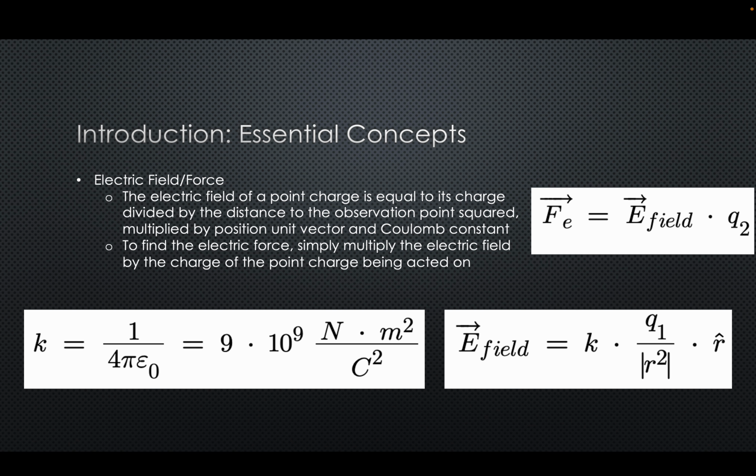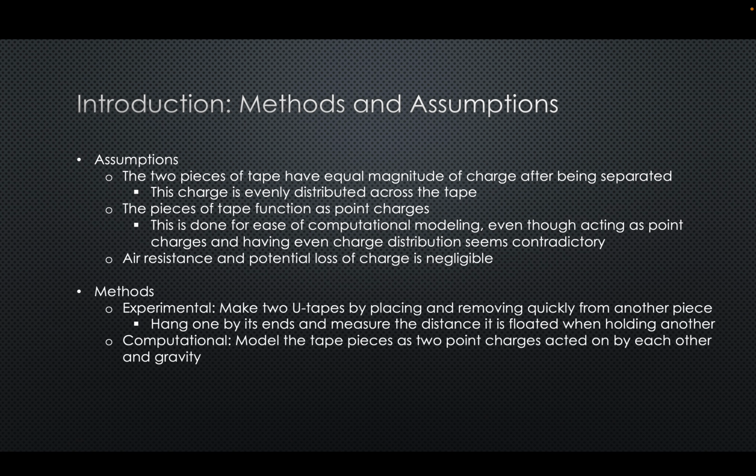The electric field at a spot in that field is equal to Coulomb's constant multiplied by the charge creating the field, divided by the distance between the point charge and the observation location squared. And then to find the force of that point charge on another charge, simply multiply the electric field by that secondary charge. Some assumptions include that the two pieces of tape have equal magnitude of charge and that they function as point charges, which helps with computational modeling, but in reality is not necessarily what it actually acts as.